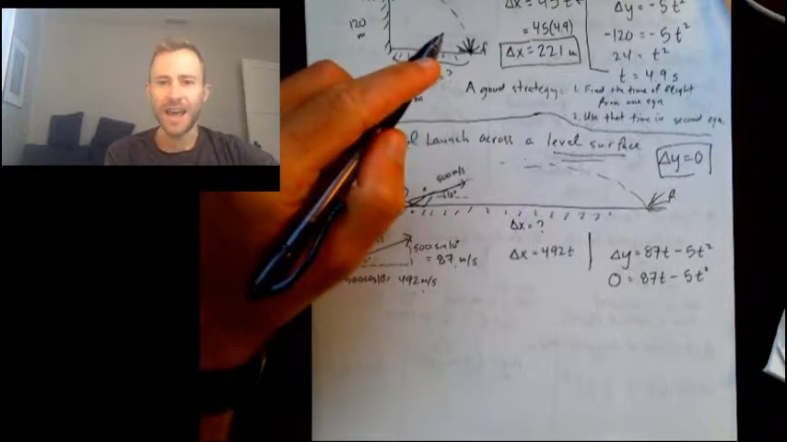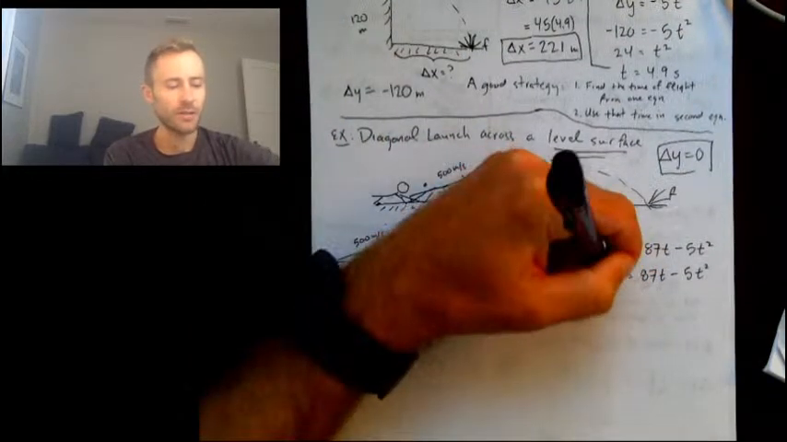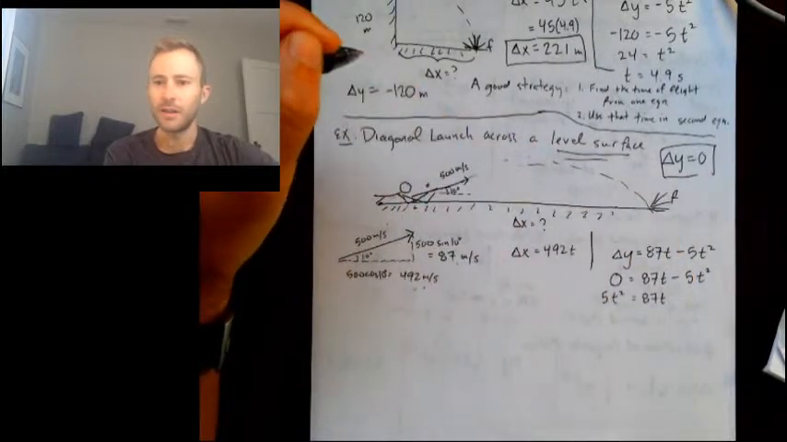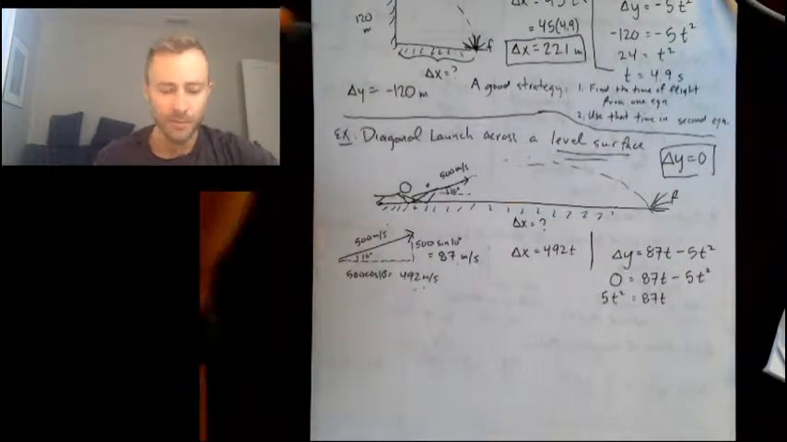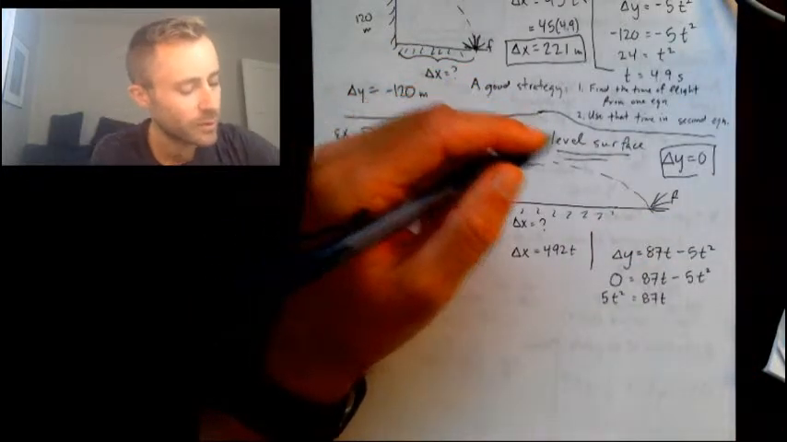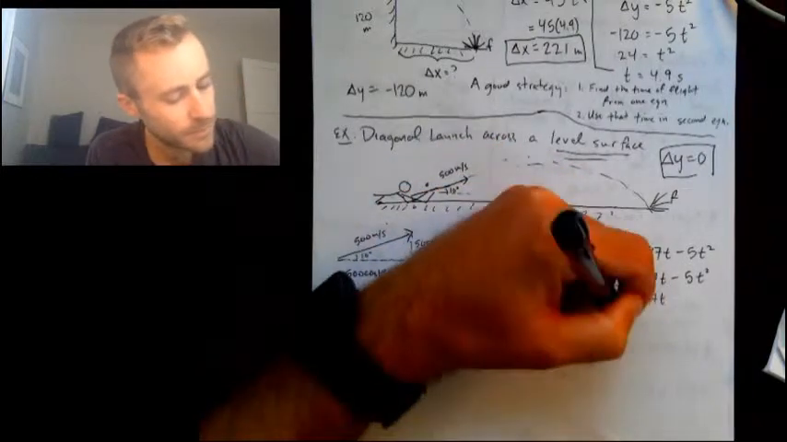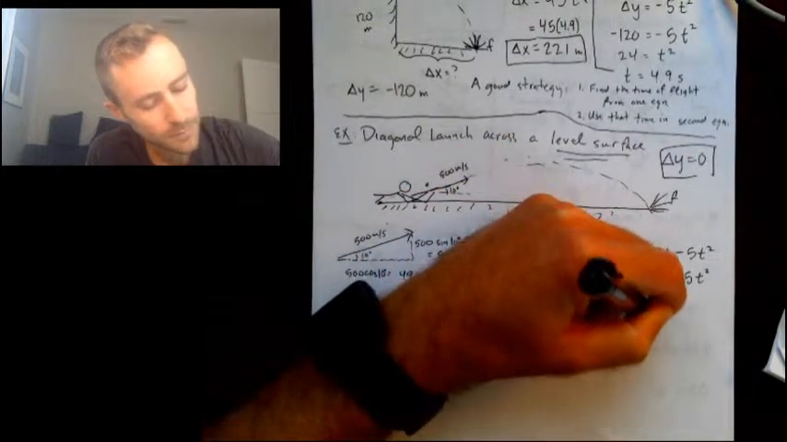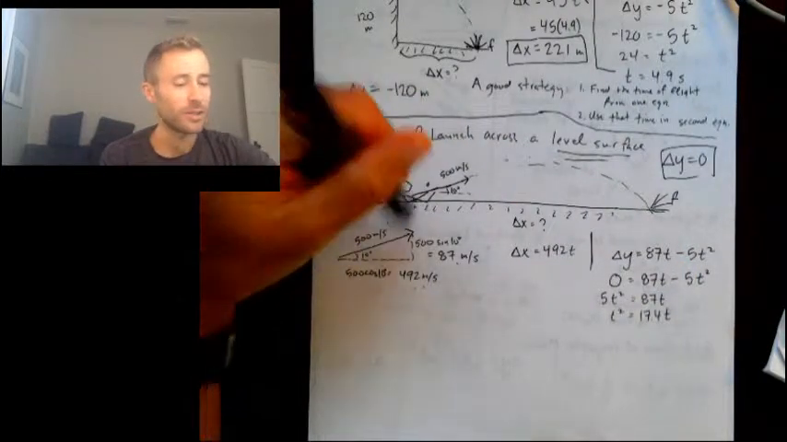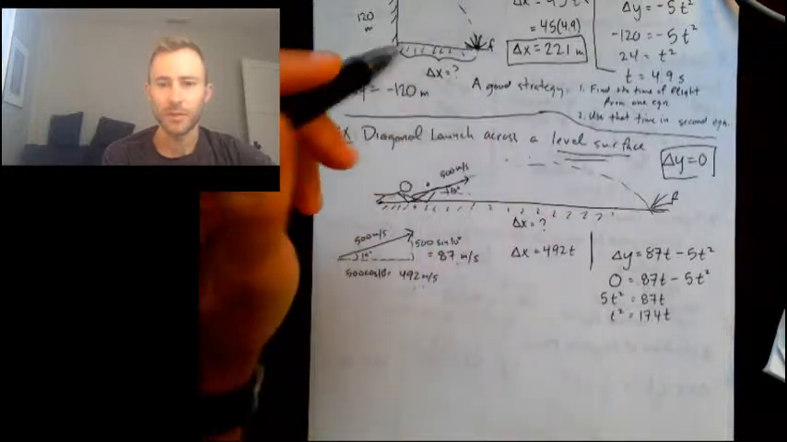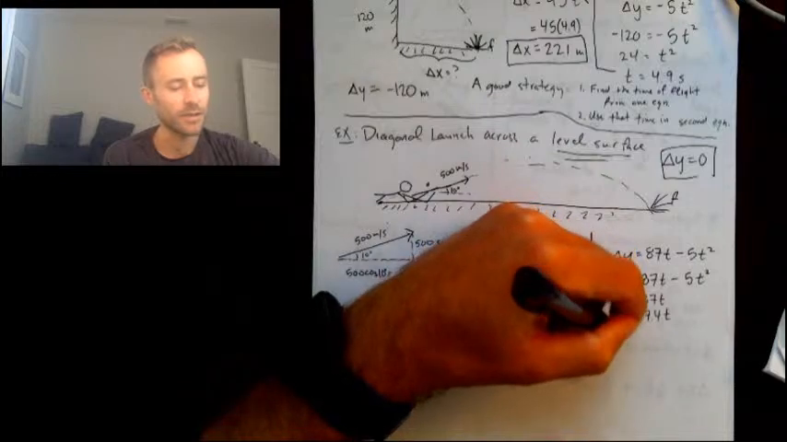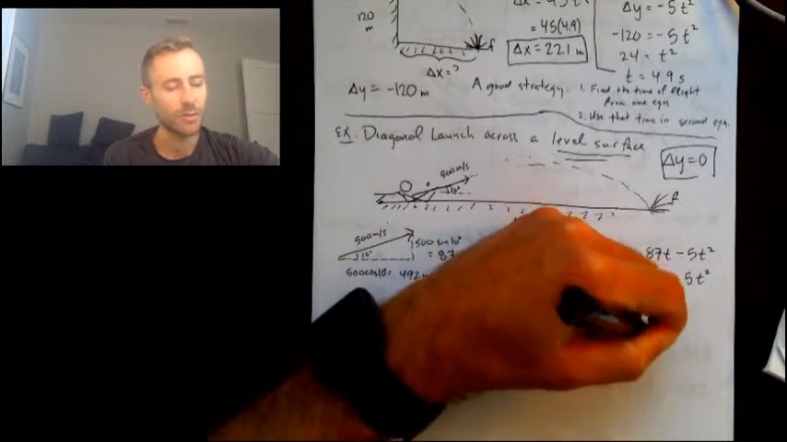Okay, I'm going to add 5t squared to the other side. 5t squared equals 87t. Divide both sides by 5. 87 divided by 5 is 17.4. And then, again, time is not equal to 0 because it takes a finite amount of time for the bullet to travel. So I divide both sides by t, and I get that the time of flight is 17.4 seconds.